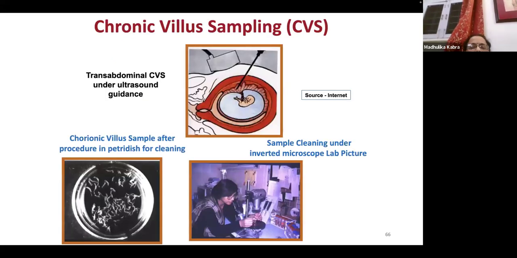So for maternal cell contamination, basically you have to visualize these villi in a petri dish and very, very carefully dissect these villi under the microscope. And experienced people would be able to remove the residua from the villi and then have a pure fetal tissue to do the prenatal diagnosis.